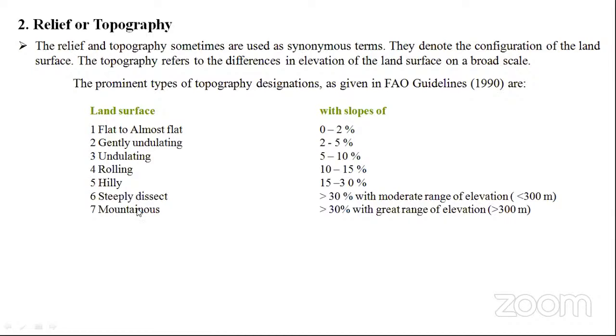Steep, very steep means more than 30% with a moderate range of elevations, less than 300 meters. And if it is completely mountainous regions, fully mountains, that is also more than 30% slopes, but the range of elevation is greater than 300 meters. So these are the guidelines given by the FAO regarding how topography should be classified. Now we will see many things about this topography.